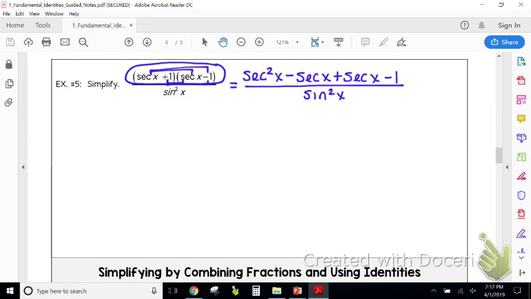But remember, we're trying to simplify, so we want to make this smaller. All right, I've got like terms here. What is negative secant plus secant? Yeah, it cancels. So we're left with on top secant squared of x minus 1 over sine squared of x.